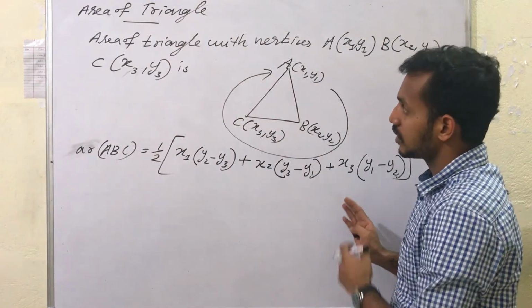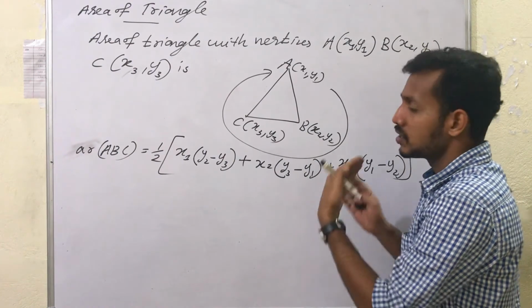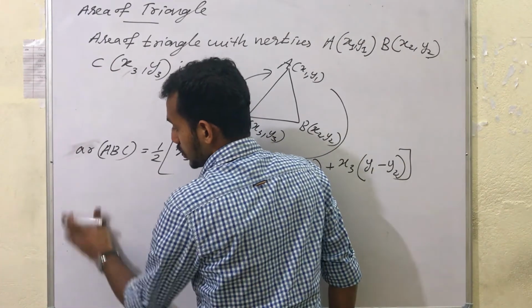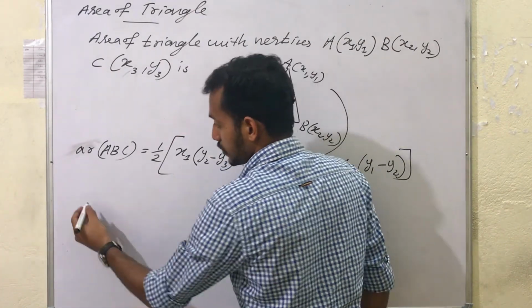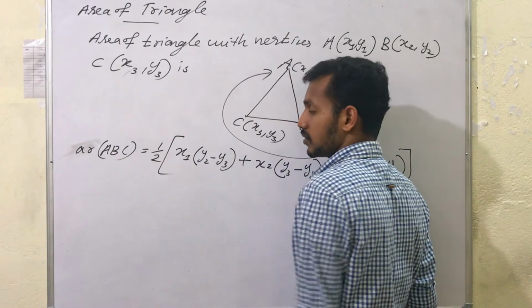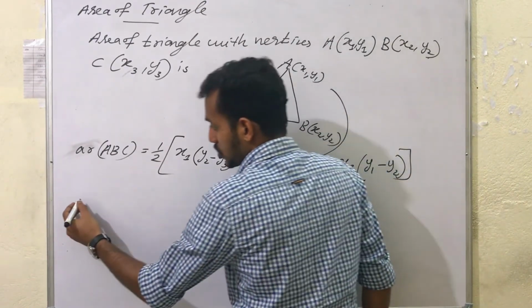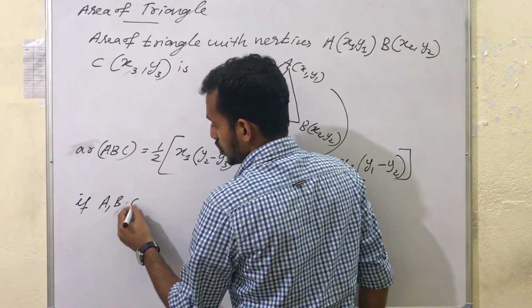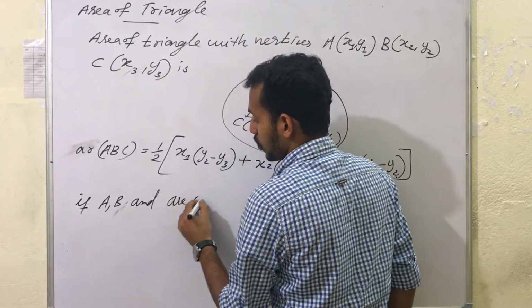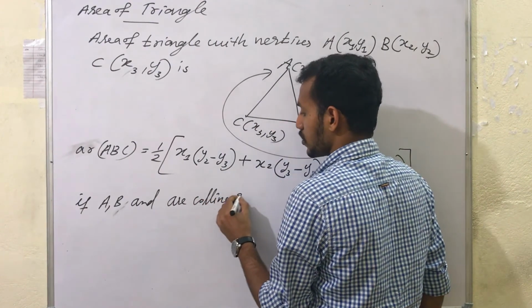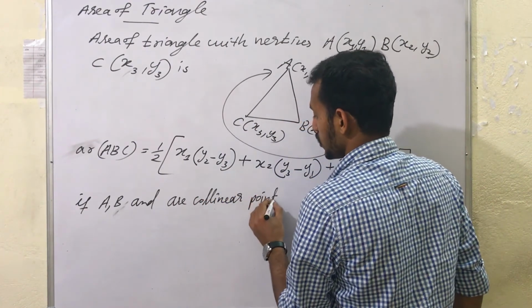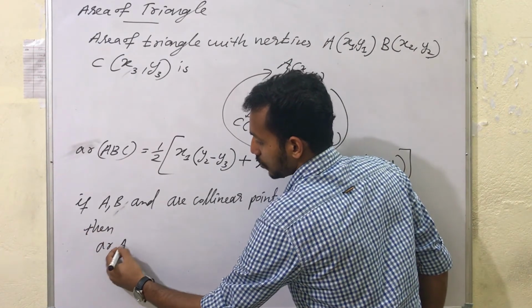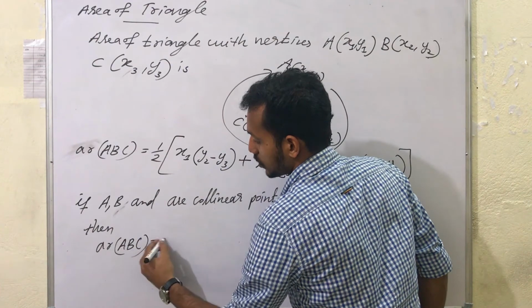For this academic year, this topic is actually excluded from your syllabus, but it will still help you solve some questions, like collinearity-related questions. That means if A, B and C are collinear points, then the area of triangle ABC should be equal to 0.